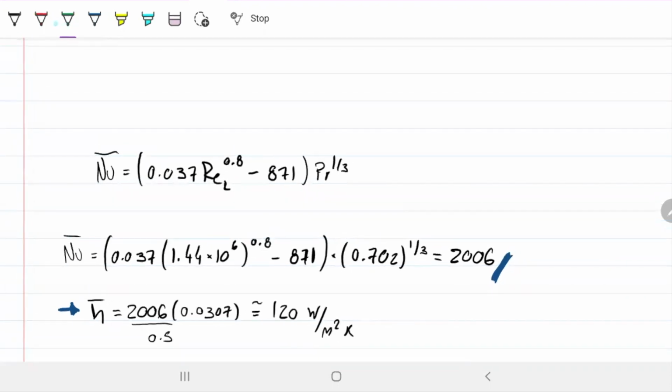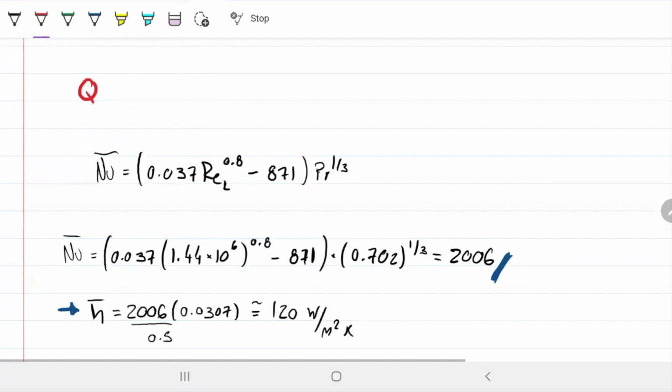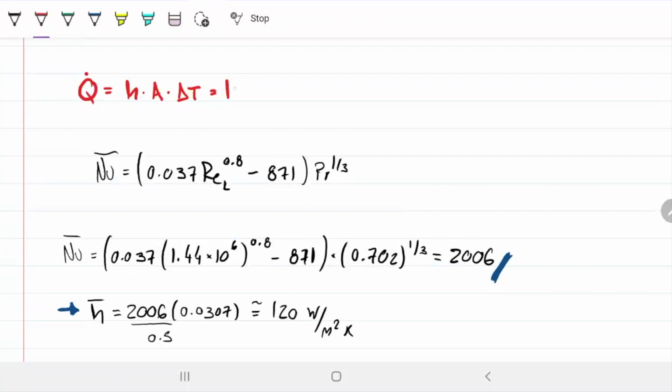Because once we have h, the end part of it, let's do big red. The Q is the thing that we're looking for, right? The Q is simply Newton's law of cooling. And now that we did this whole rodeo to be able to find the h, we just need to apply it, right? So 120 will be our coefficient. Well, our area is 50 by 50, right? So 0.5 times 0.5, or 0.25 square meters. And our difference in temperature is 127 minus 27, or just 100 Kelvin or Celsius. Okay, so this turns out to be 3,000 watts if you approximate it like I did.